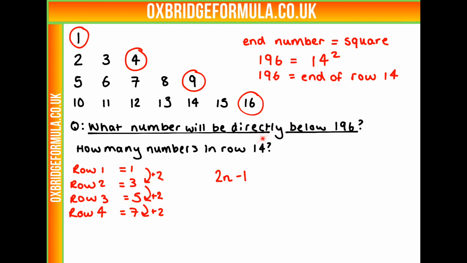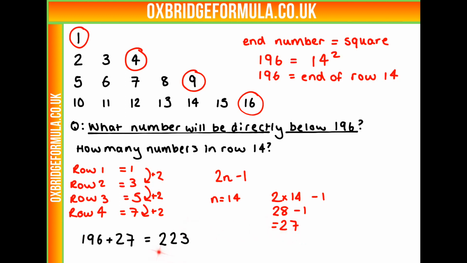We want to know how many numbers are in row 14, so our n is going to be 14. So we can do 2 times 14, take away 1. That means there are going to be 28 minus 1 numbers, or 27 numbers in row 14. So let's add that to 196 and see what number we get. We get 223, so that is going to be the number that's directly below 196 in the pattern. So our answer is F.